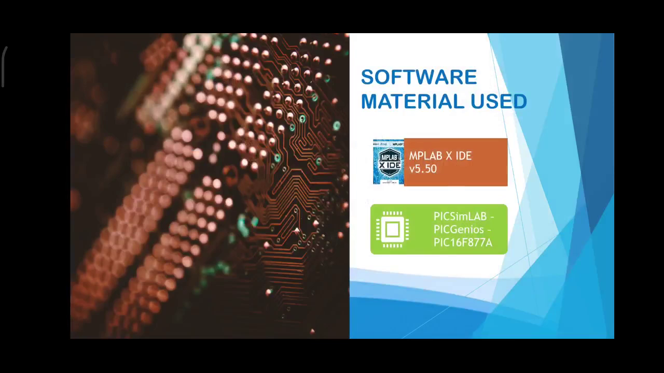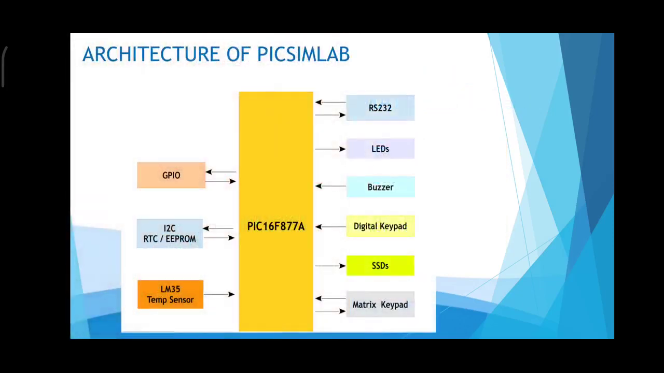Software used during this internship is MPLAB IDE, PixSim Lab, and PIC Genesis. Architecture of PixSim Lab. I will explain the architecture of PixSim Lab one by one. Here we can see GPIO, meaning GPIO pin. A GPIO pin is a programmable digital pin that can function as either input or output. It is used to control and read external devices like LEDs, switches, and sensors.